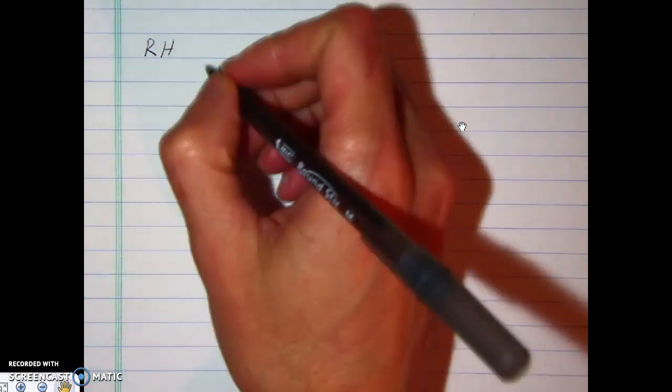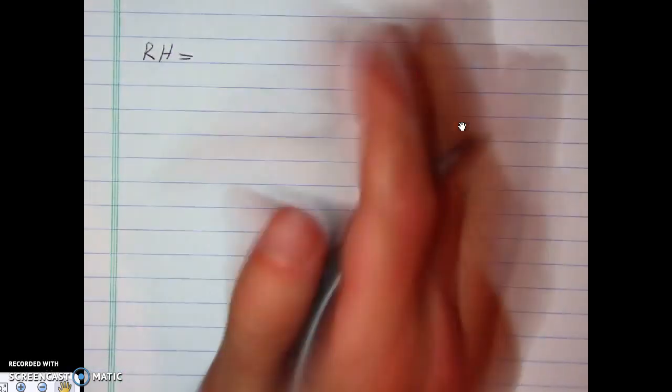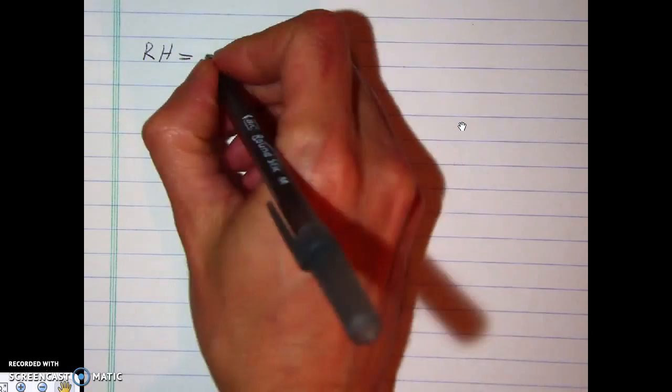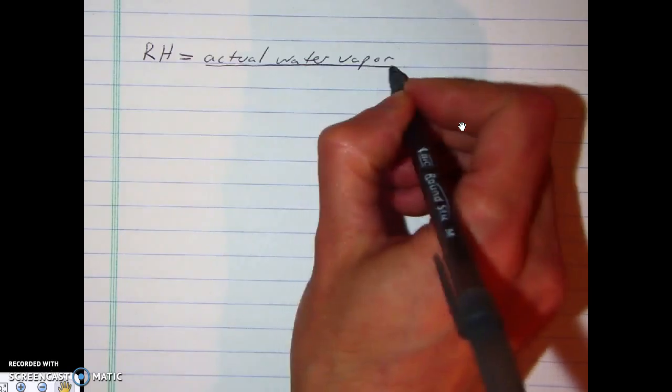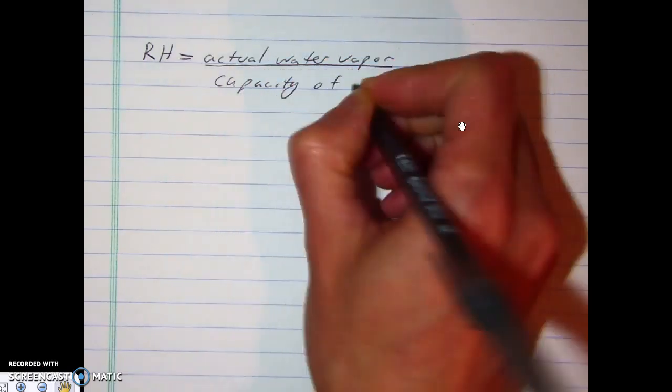But anyway, one of the things I wanted to quickly go over again was this concept of relative humidity. And in one of my other videos, I mentioned that relative humidity can be shown mathematically. I can put an equal sign there, and say relative humidity is equal to the actual water vapor in the air divided by the capacity of the air to hold water.